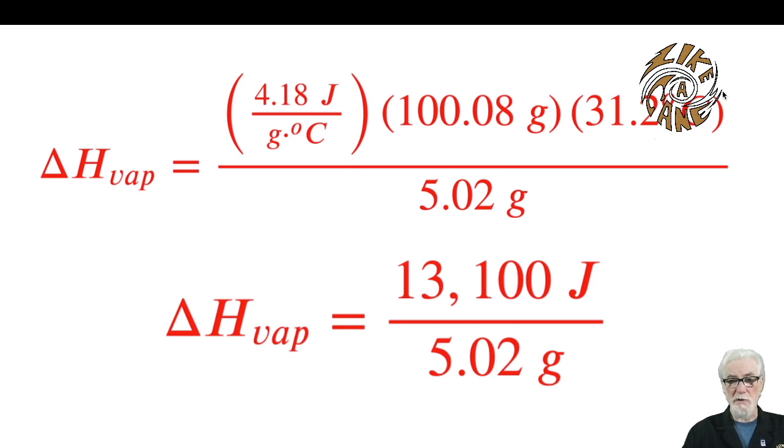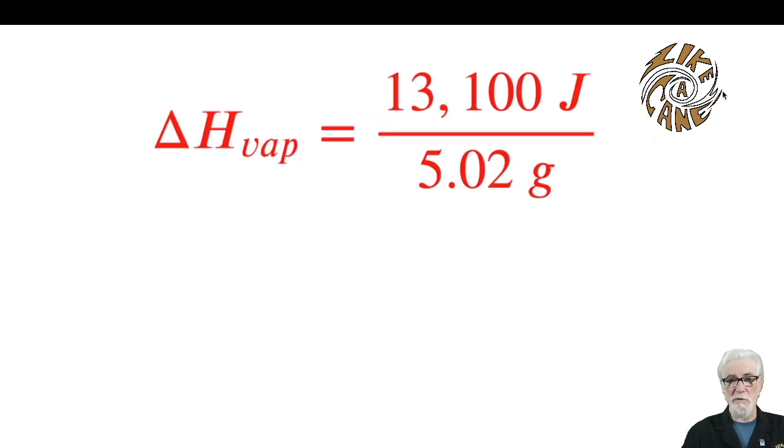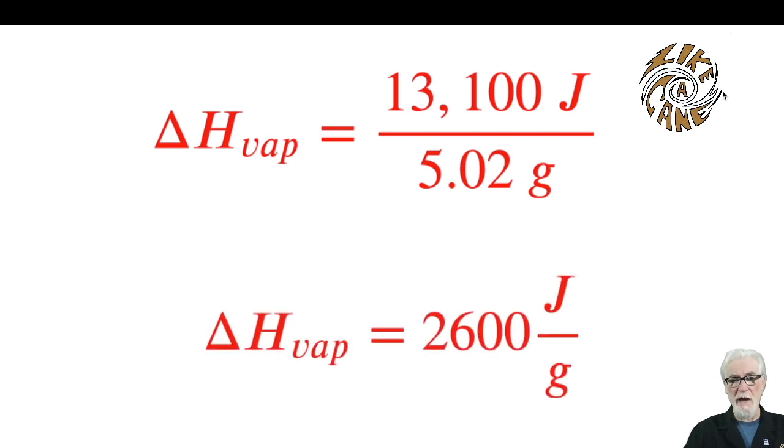So our delta H vap is 13,100 joules divided by 5.02 grams. Of course, in science, we never leave anything but a 1 in the denominator, so we'll actually do the division problem here. And so we get our delta H vap value as 2,600 joules per gram. There actually should be 3 significant figures there.